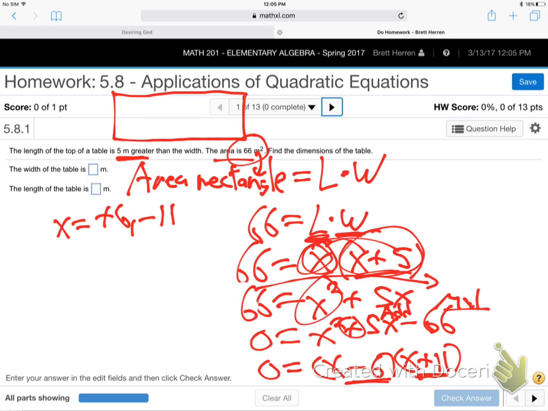So I just factor, right? What times what is 66? 6 times 11. And how do the signs go? Whatever sign is in the middle goes on the bigger. Plug it in. Right? And then it's just opposite, opposite.